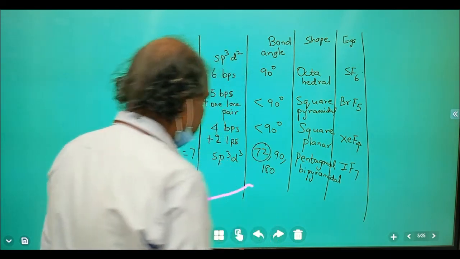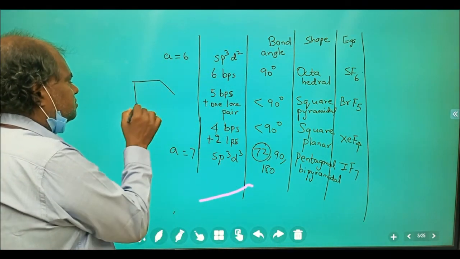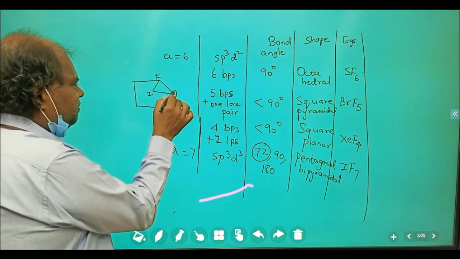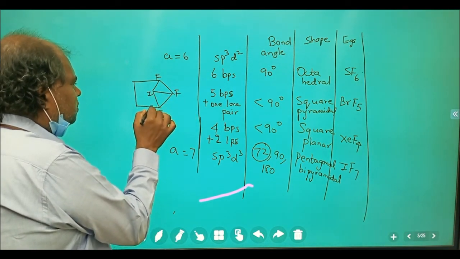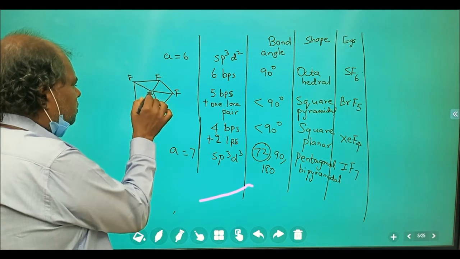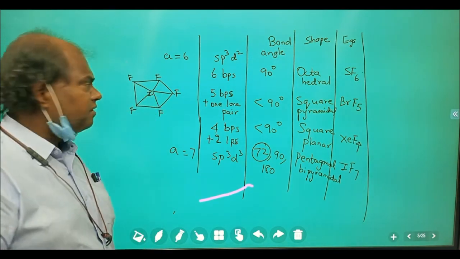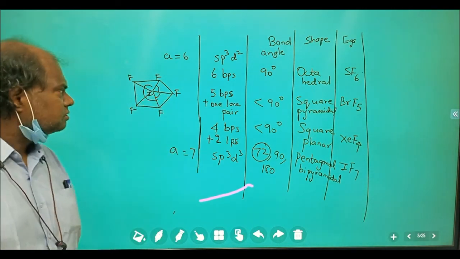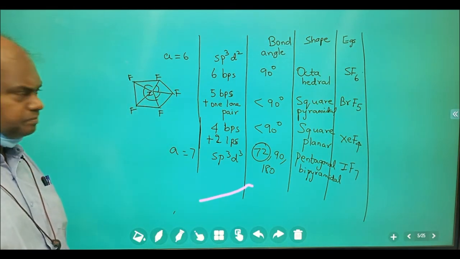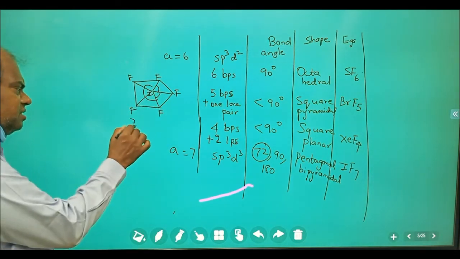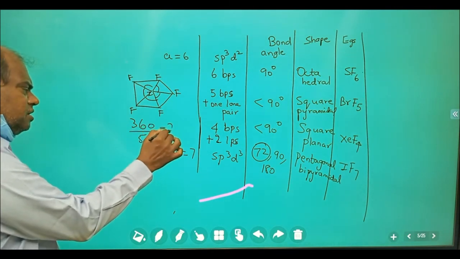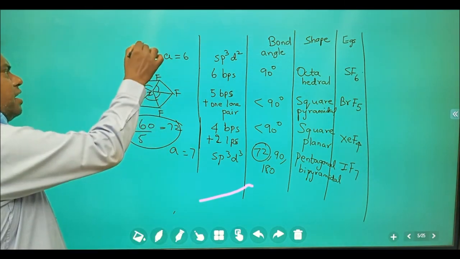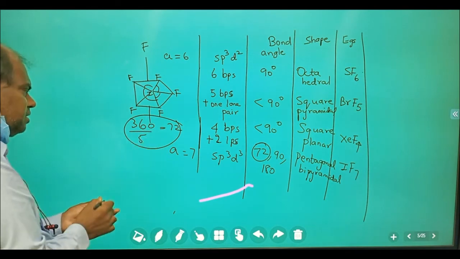Now you are going to get 72, just see. You are going to draw a pentagon. So this is your I, F, F. There are 5 F's here. So 72, 72, 72, 72, 72. Everywhere you will get 72, because 360 divided by 5, how much will you get? 72. And obviously you will get two fluorine atoms here and here. Let me rub this.